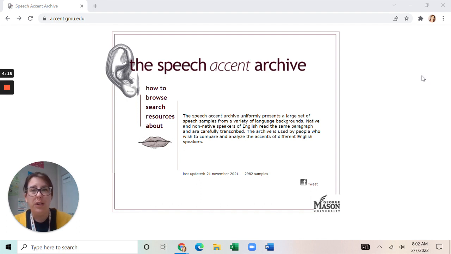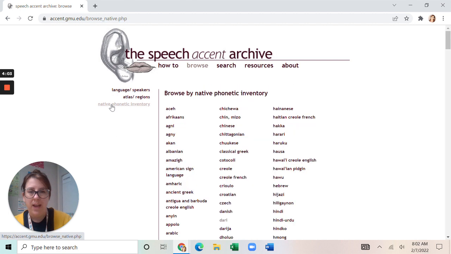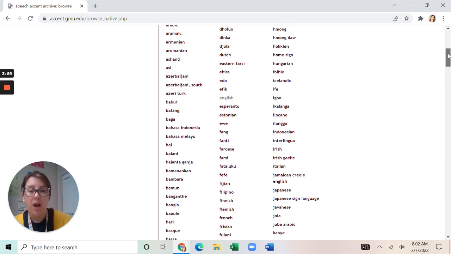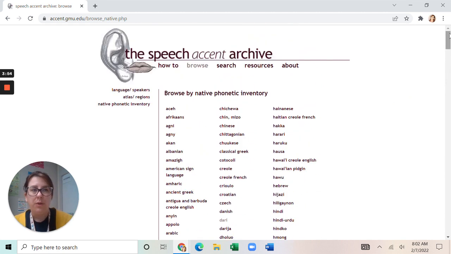The first thing you're going to want to do is go to accent.gmu.edu and then tap on Browse. From here you can select Native Phonetic Inventory on this left column, and it will take you to a list of over 200 phonetic inventories for languages of the world. So for today's example, let's look at Dari. It's a language spoken in Afghanistan and other parts of the Middle East.